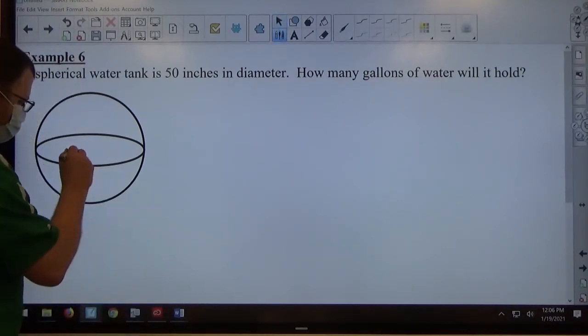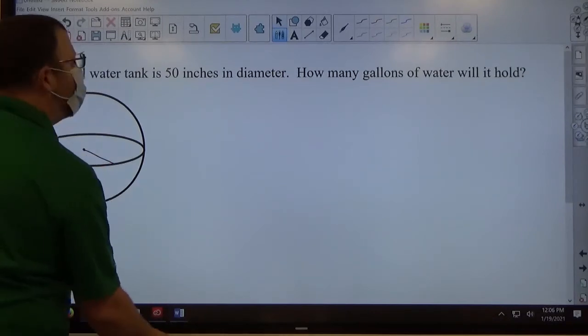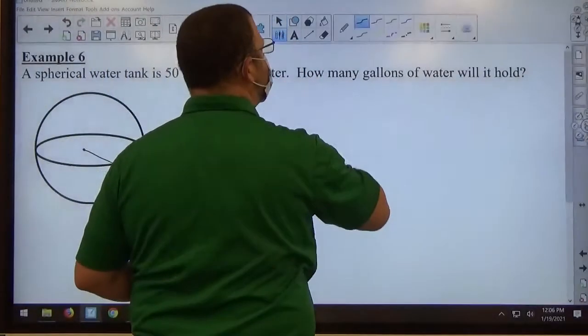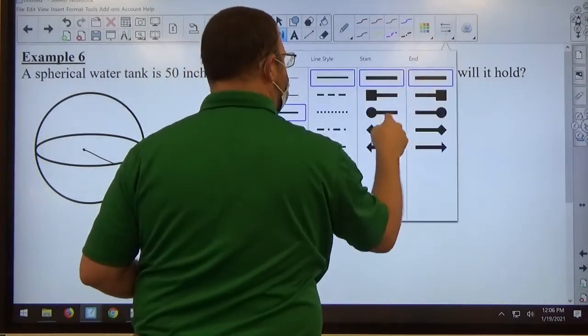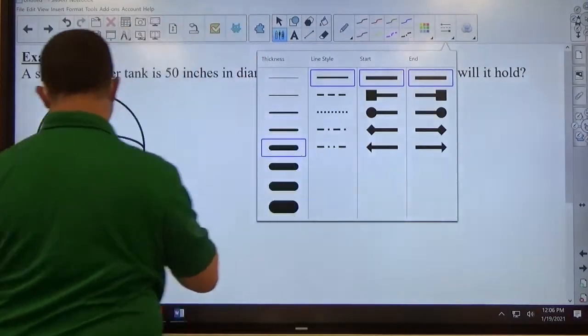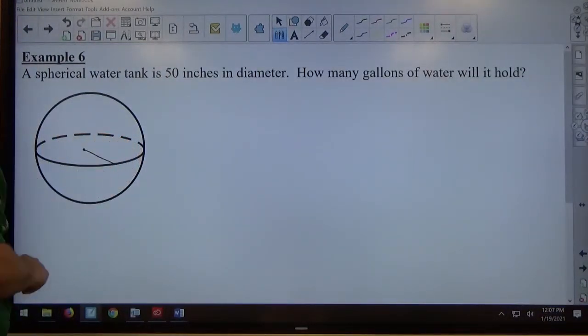And then I'm going to have my radius, my center to the edge is my radius. And I usually dash it. If I'm doing this on my paper, I'm probably going to use my eraser after I draw the oval to create this. With my board, I just throw in some white lines here to make this dashed. All right, so this is my sphere.